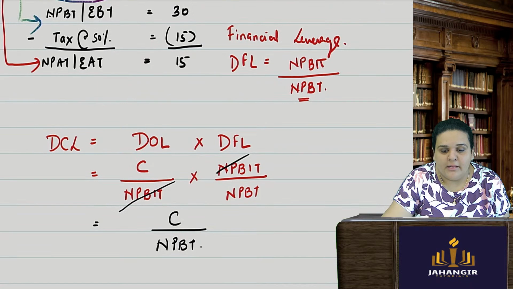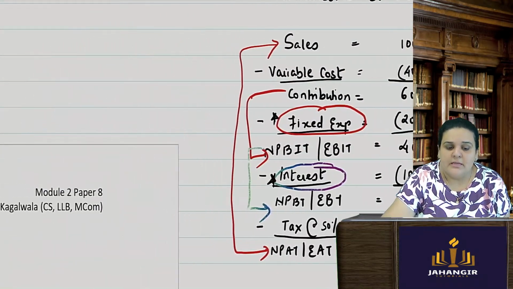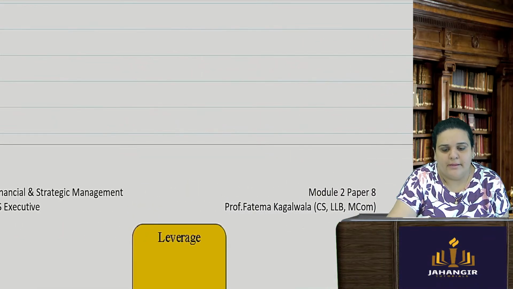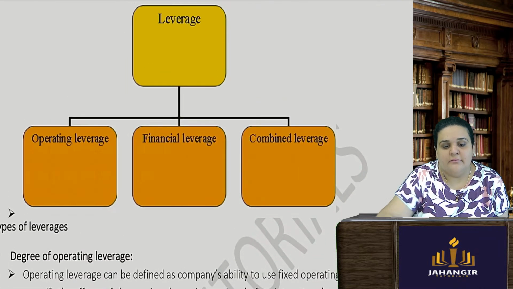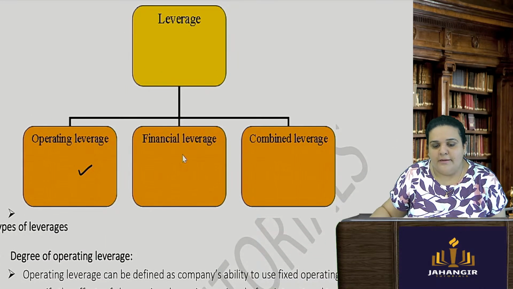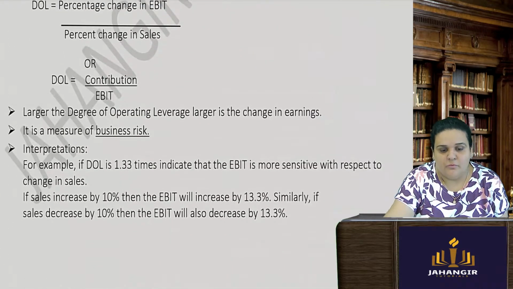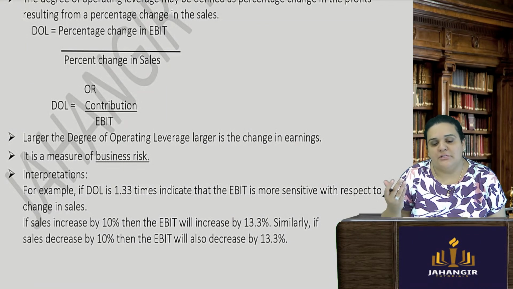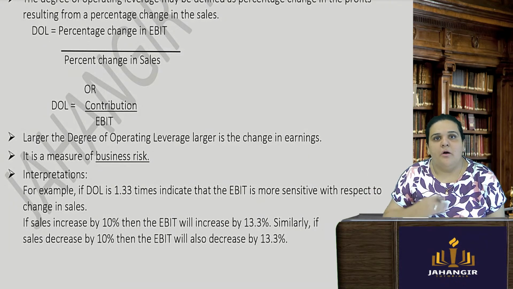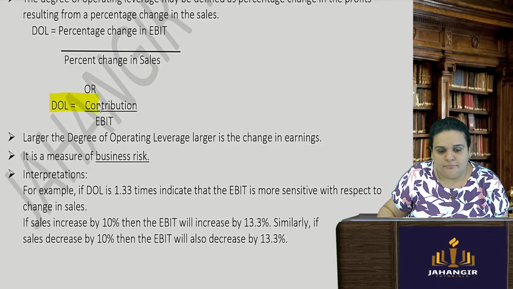I hope you all have noted this down. Even if not, do not worry. This income statement is also going to come up later. So we are done with 3 types of leverages: operating, financial and combined leverage. We already have this formula: percentage change in EBIT upon percentage change in sales, or simply contribution upon EBIT. All our sums are based on this formula.